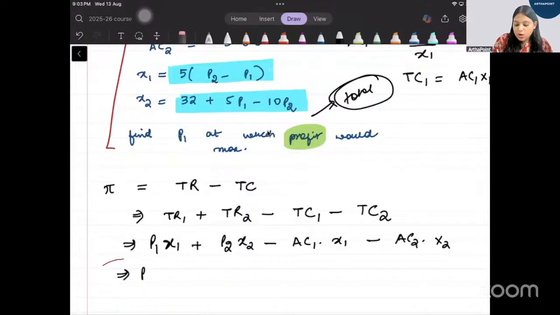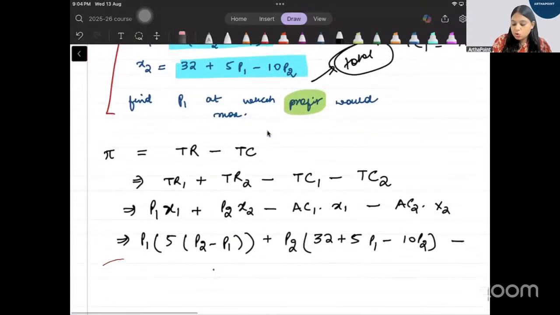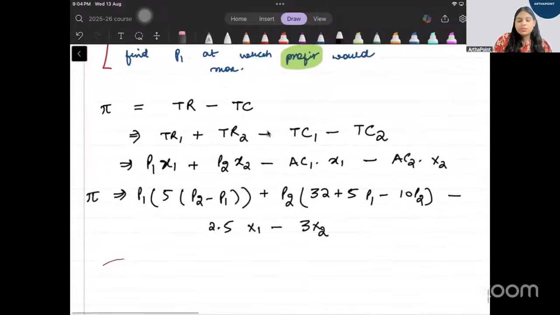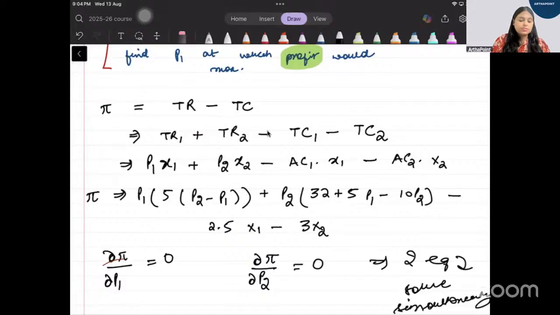So it is going to be P1 times, in place of X1, 5 P2 minus P1, plus P2 times, in place of X2, 32 plus 5 P1 minus 10 P2, minus 2.5 X1 minus 3 X2. Just differentiate this with respect to P1. Differentiate with respect to P2. You will get two equations. Solve them simultaneously and get the answer. Try it. Give it a try. I'm waiting.